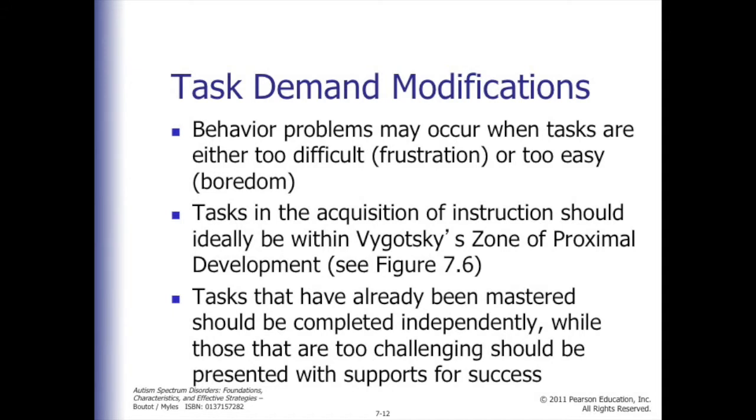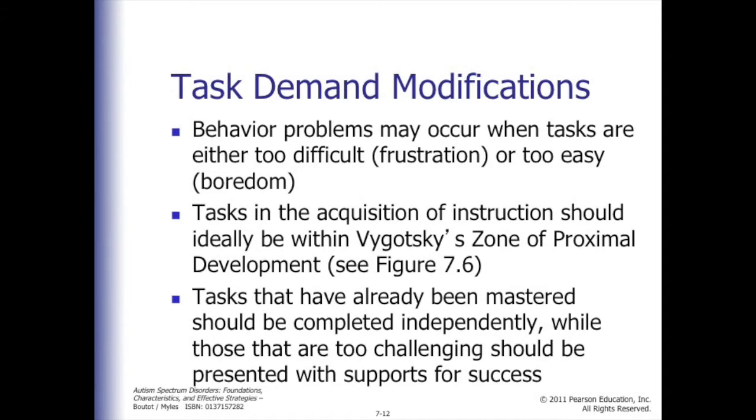Another type of intervention is task demand modifications. Problem behavior has a tendency to occur when tasks are too easy and students get bored, or when tasks are too difficult and students get frustrated. Tasks in the acquisition of instruction should be within Vygotsky's zone of proximal development. This means skills not yet mastered but in the process of maturing, or students are close to acquiring these skills. Tasks that are mastered should be independent work, and tasks that are too challenging should be completed with support to ensure success.